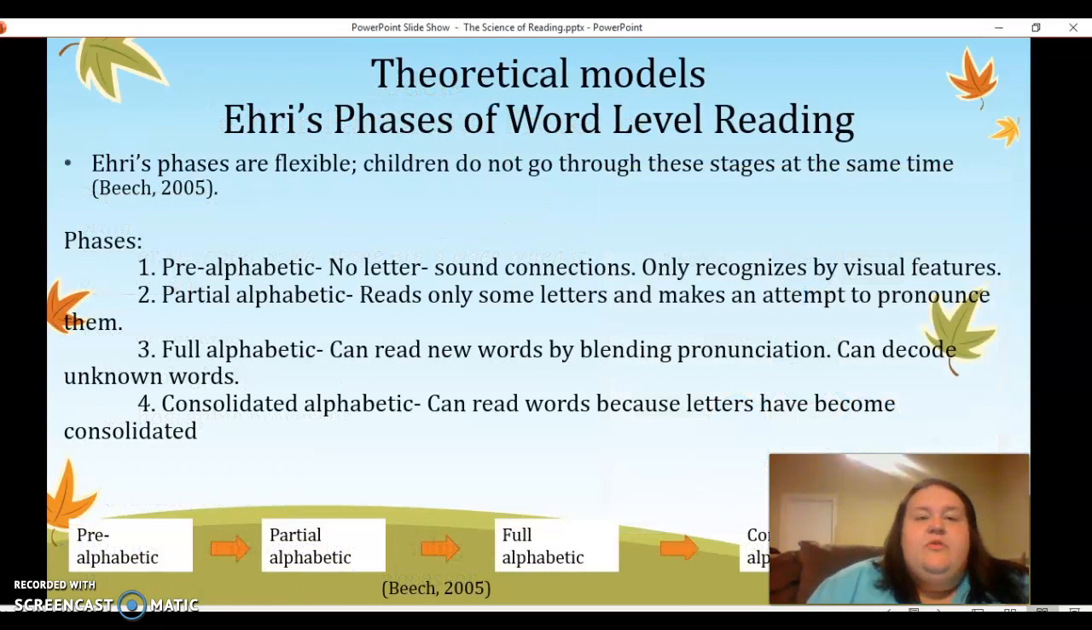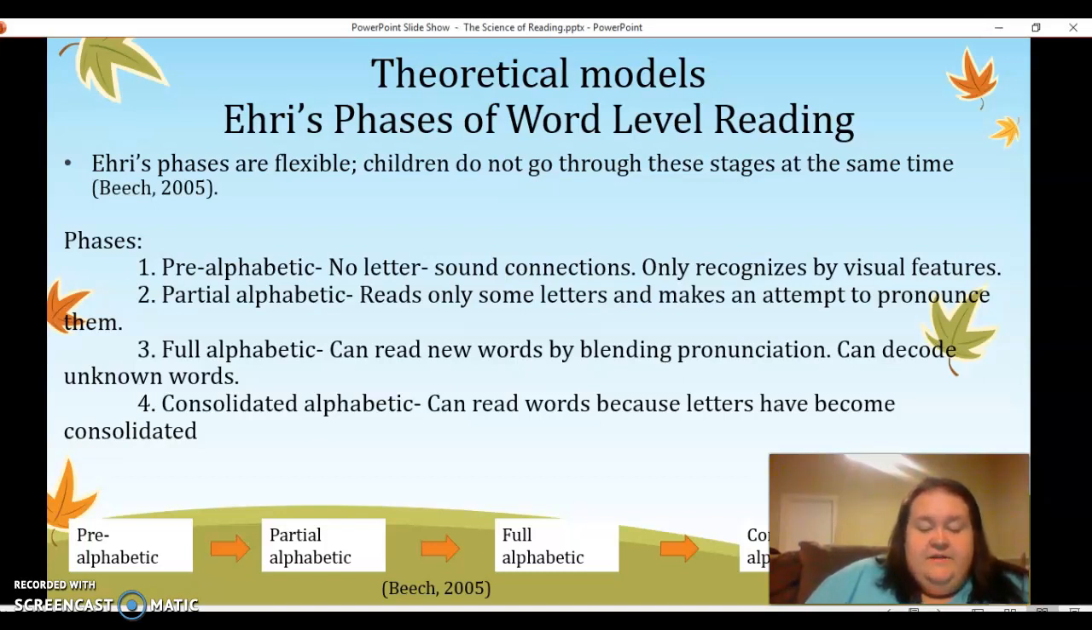The last theoretical model we will discuss is Ehri's phases of word level reading. There are four major phases through which Ehri believes students go at their own rate when beginning to read. The pre-alphabetic stage recognizes words only by visual features because there is no alphabetic knowledge or letter sound connection. Children use non-alphabetic visual cues or features of words to remember how to read them.